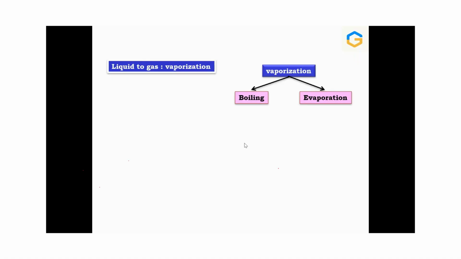No, ma'am. Okay. Ma'am, evaporation is a slow process and boiling is a rapid process. Correct. Correct. What is written? Evaporation is a bulk phenomenon. Is it, Mehak? Boiling is a bulk phenomenon.